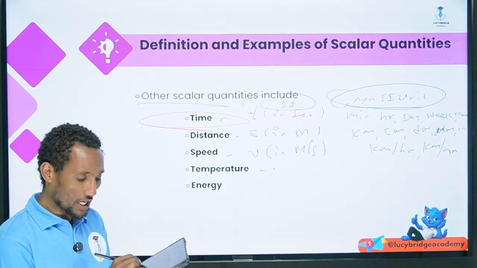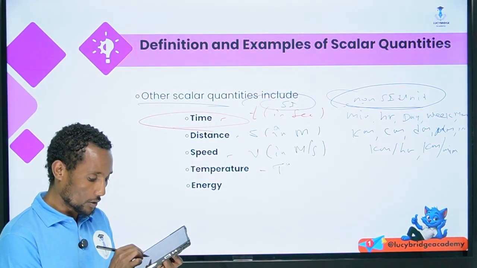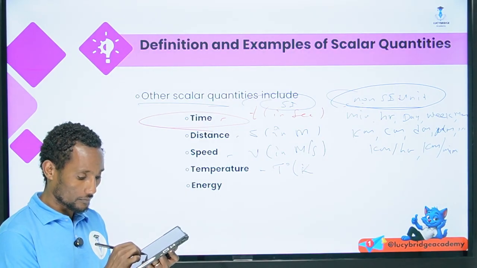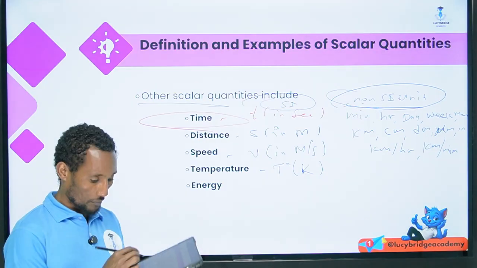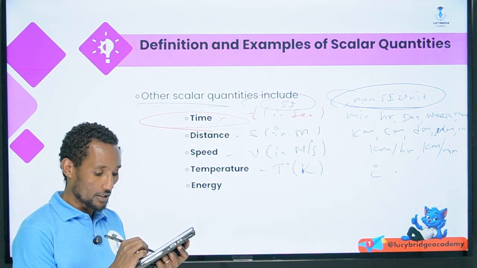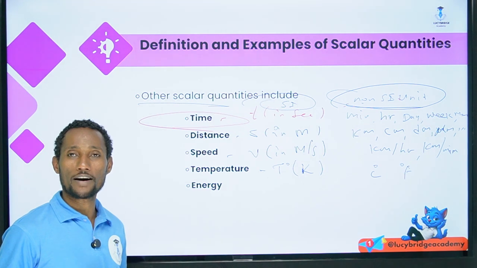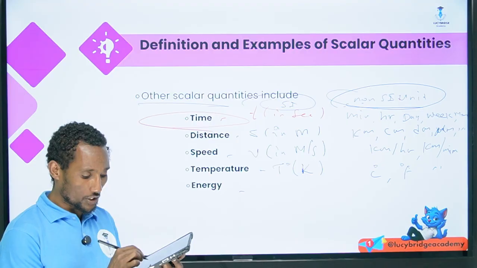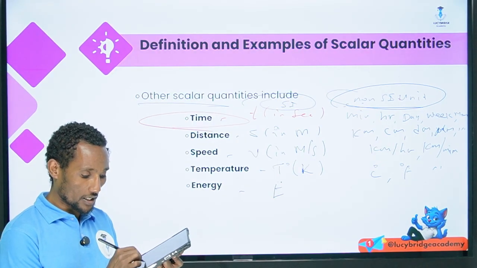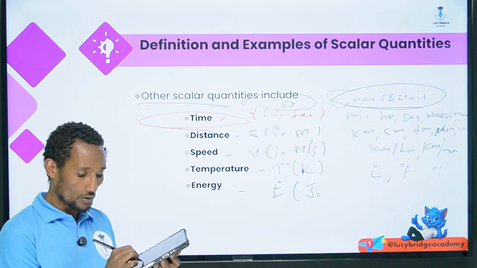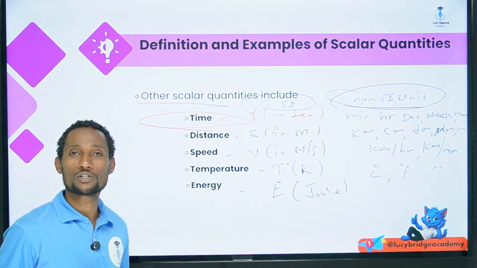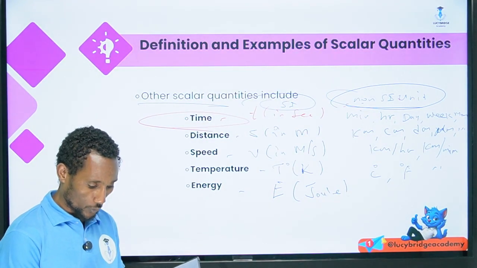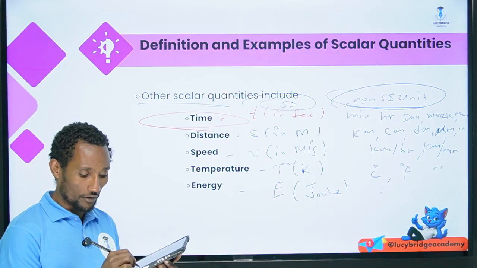The temperature has an SI unit of Kelvin. And non-SI units like degree Celsius, degree Fahrenheit, and so on. Whereas energy is measured in Joule, by the name of the physicist James Prescott Joule. Then the non-SI unit is like Newton meter.